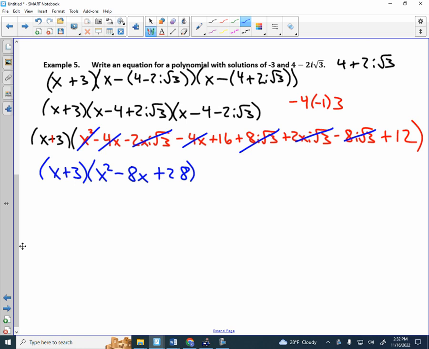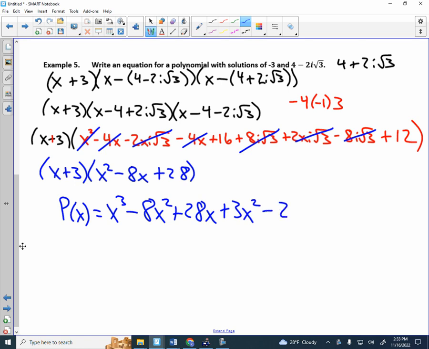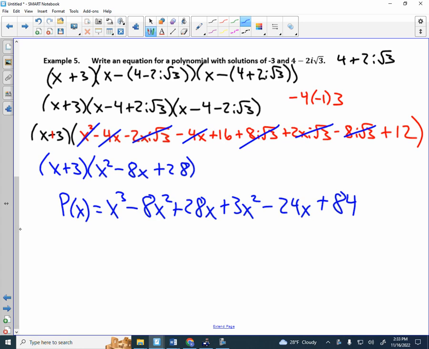Now I multiply out, and I get x times x squared is x cubed minus 8x squared plus 28x plus 3x squared minus 24x. 3 times 28. Well, 3 times 28 is 84. Only off by 10. We'll subtract 10 from your paycheck next time. That's close.